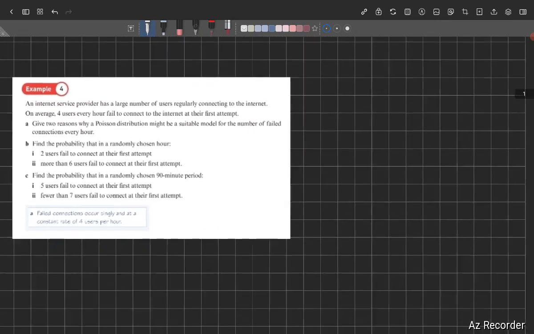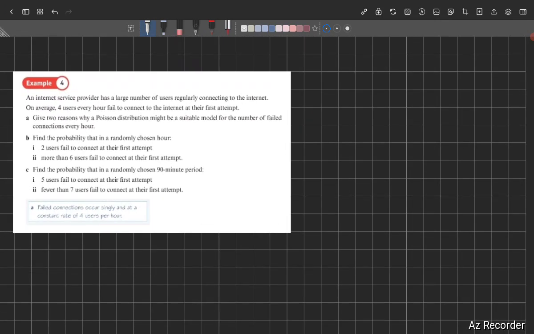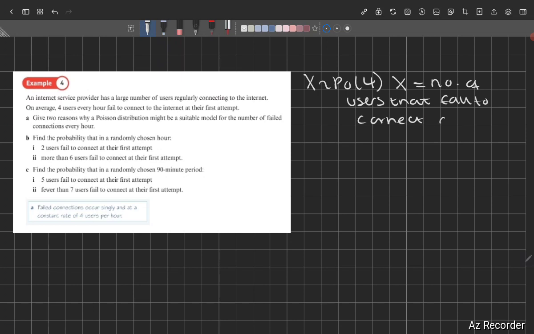Okay, so the first example is an internet service provider has a large number of users regularly connecting to the internet. On average, 4 users every hour fail to connect to the internet at their first attempt. So this tells us the layout of the Poisson distribution. It will be X ~ Po(4), and we always have to define X, which is equal to the number of users that fail to connect to the internet on their first attempt. In an exam, you'll always have to define the Poisson distribution because you usually get a mark for that as well.